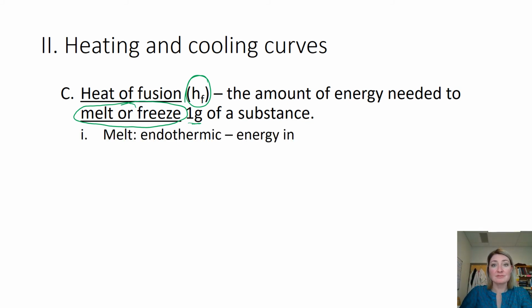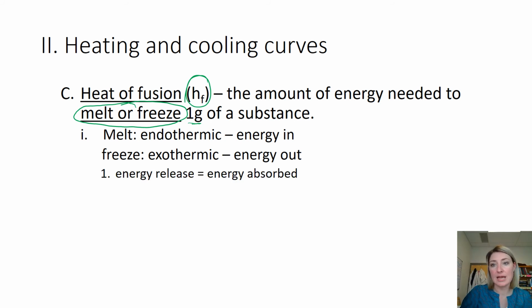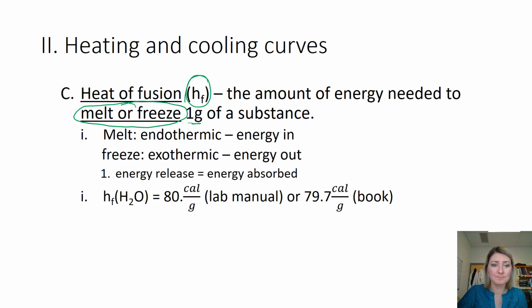If we melt, okay, we have to add energy in, that is endothermic. If we were to freeze, that would be energy leaving the substance. Energy is out, it's exothermic. Your energy that is released by melting a substance is equal to the energy absorbed to freeze the substance. Same amount of energy in or out.